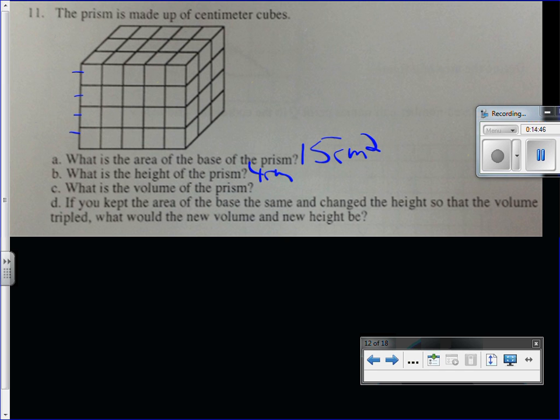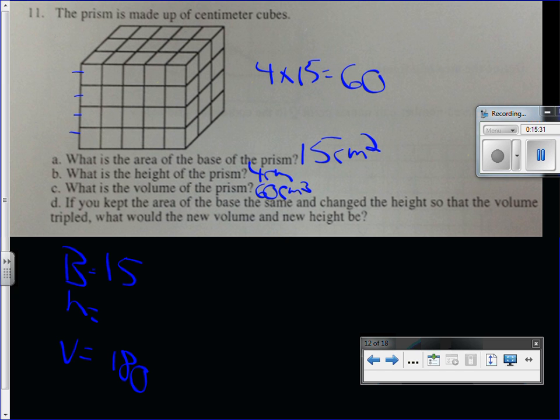What is the volume of the shape? What's 4 times 15? Area of the base times the height. Yeah, 60. You're going 4 times 15 equals 60. And this is a 3D shape, right? So centimeters cubed. If you kept the area of the base the same and changed the height so the volume tripled, what would the new height be? They're saying the volume tripled, right? So the area of the base stayed the same. So my big B equals 15 still, right? My volume would triple. So what's 60 times 3? 180.